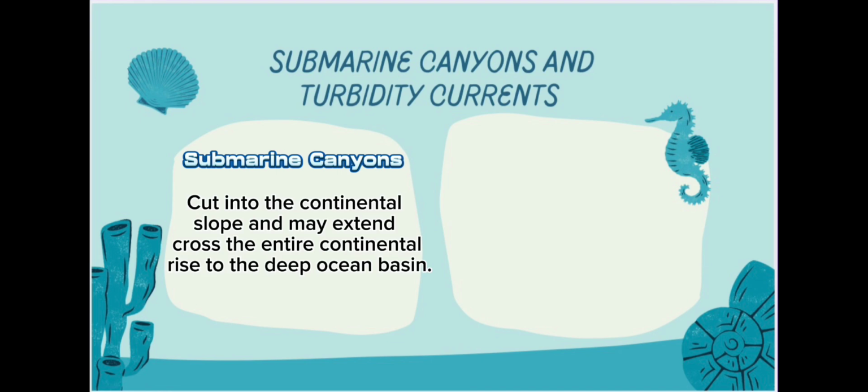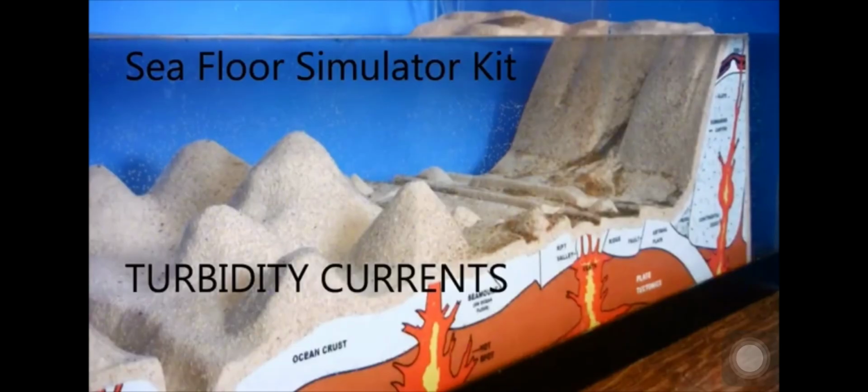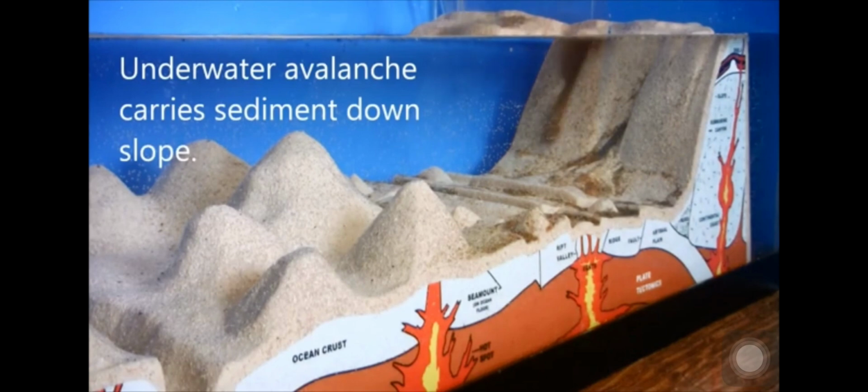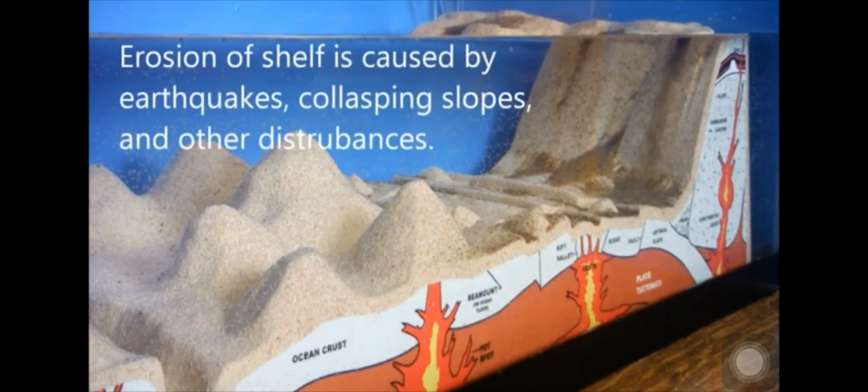While the turbidity currents are the downslope movements of dense, sediment-laden water, beds are deposited by this silt and clay. Consequently, these deposits are called turbidites. So here is a brief explanation of the submarine canyons and the turbidity currents. A turbidity current is an underwater avalanche that carries sediment downslope. Submarine canyons and fan-shaped deposits are formed. Erosion of the shelf is caused by earthquakes, collapsing slopes, and other disturbances.